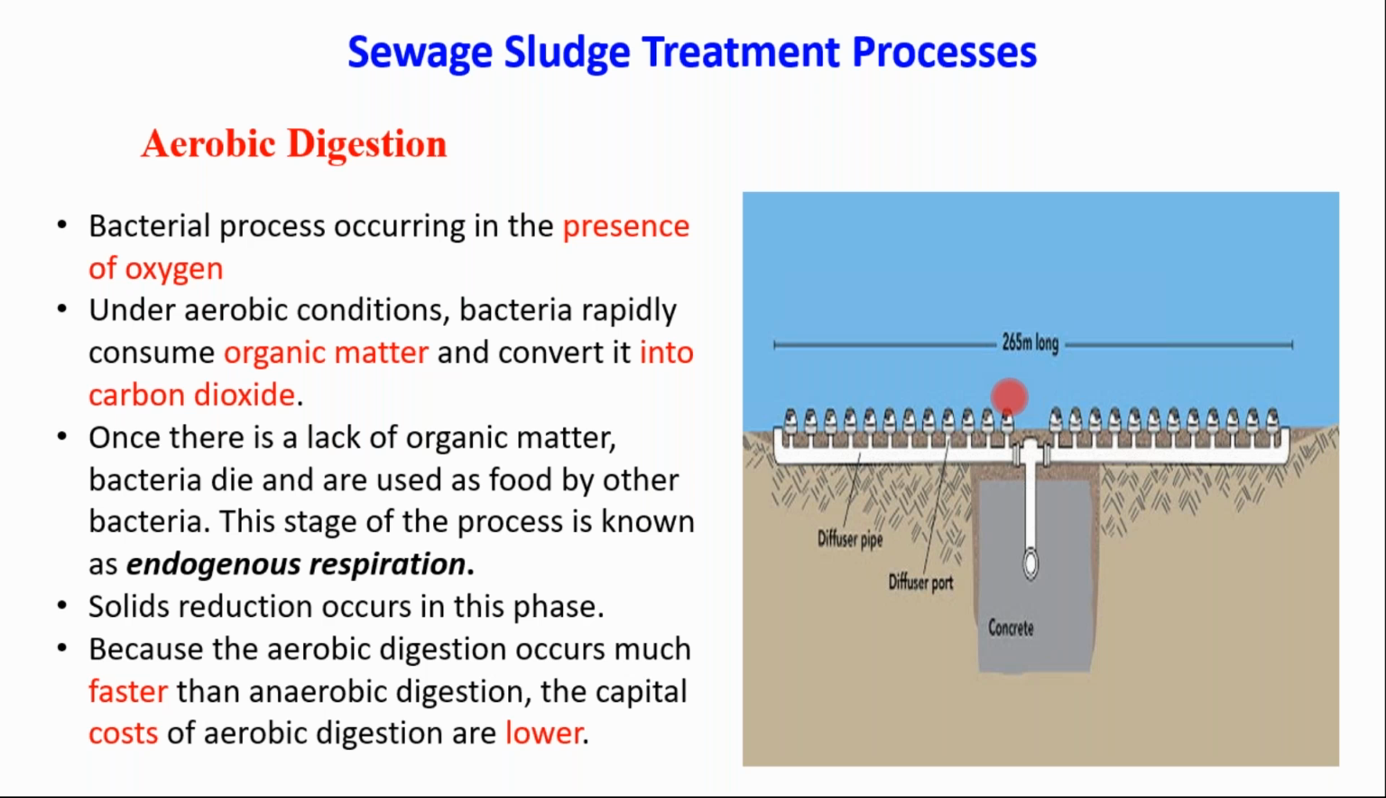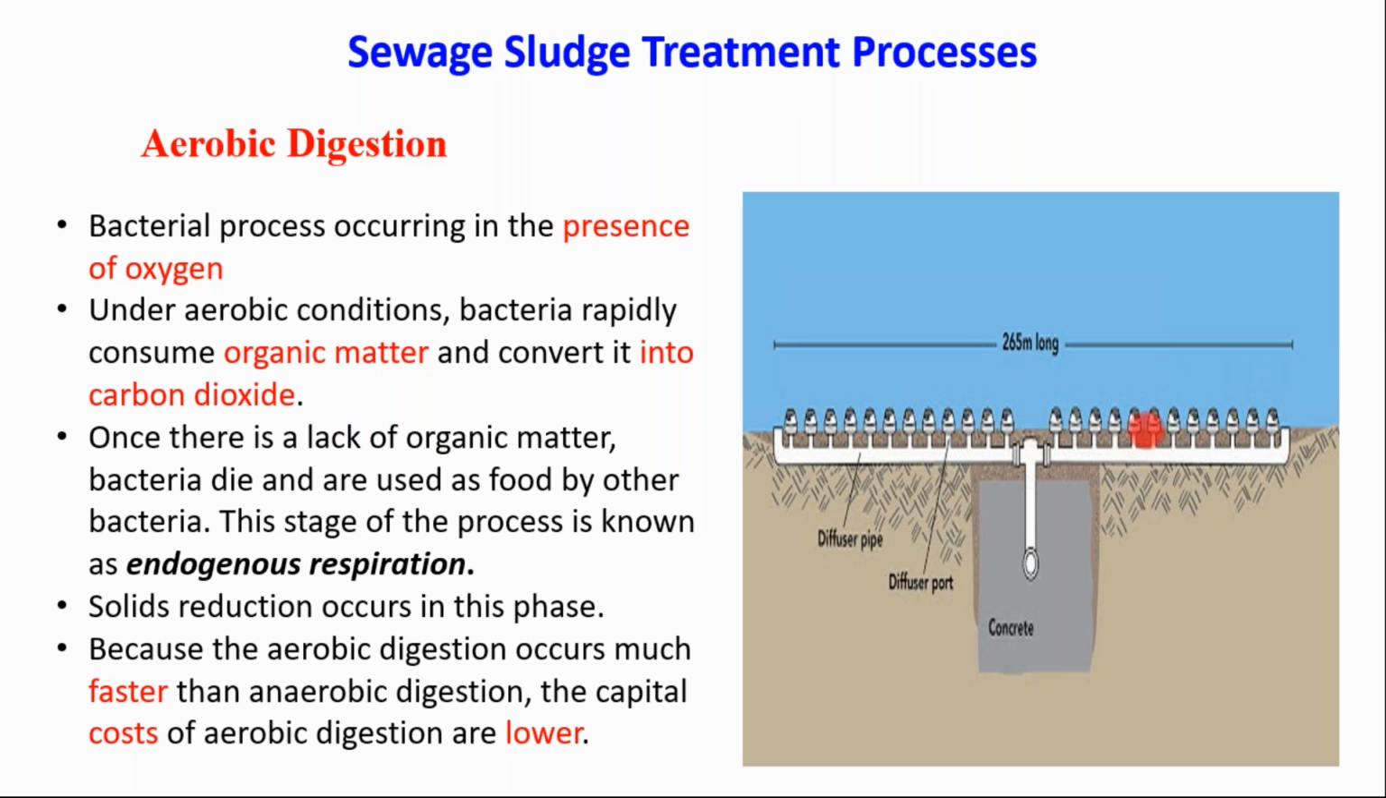So these solids reduction occurs in this phase, and because of this, aerobic digestion occurs much faster than anaerobic digestion. The bacterial process is faster in aerobic digestion as compared to anaerobic, and the cost of aerobic digestion is lower than the anaerobic digestion process.